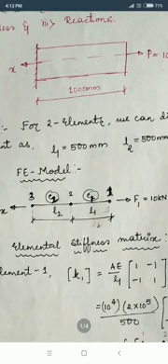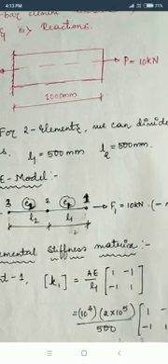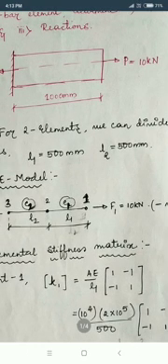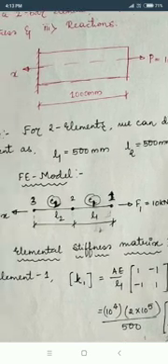Looking at the diagram, the left end of the bar element is completely fixed. At the right end, a load of 10 kN is acting. Length of the bar element is given as 1000 millimeters.